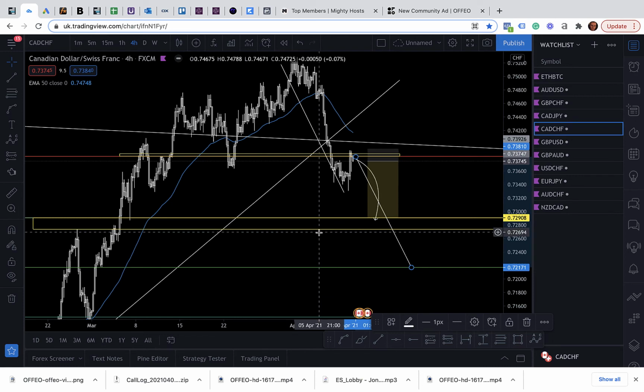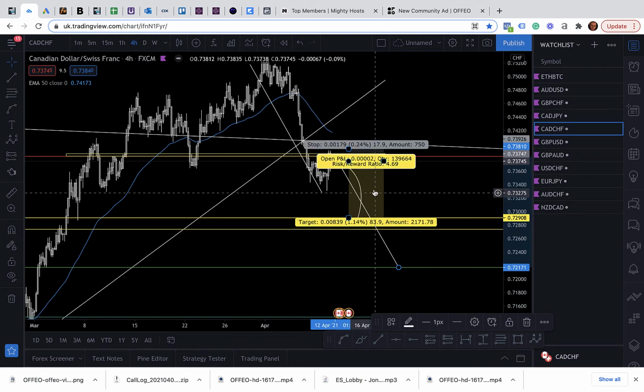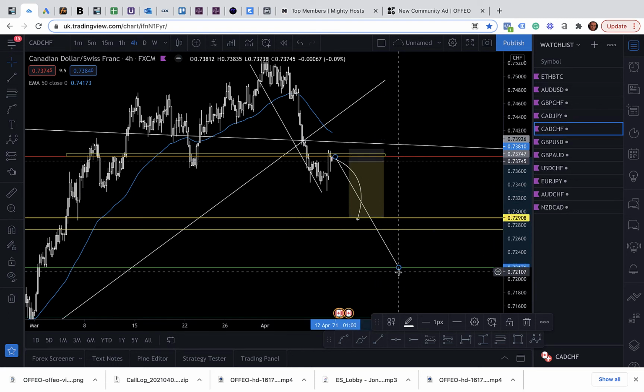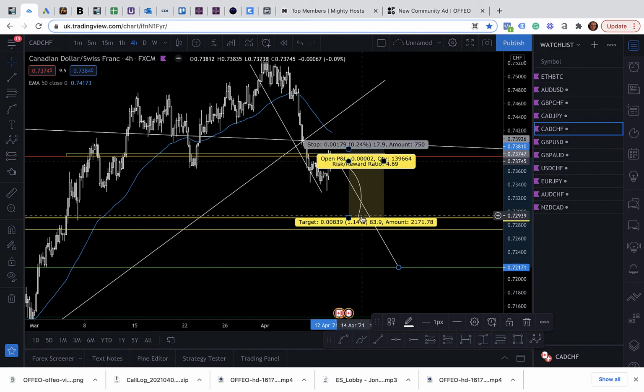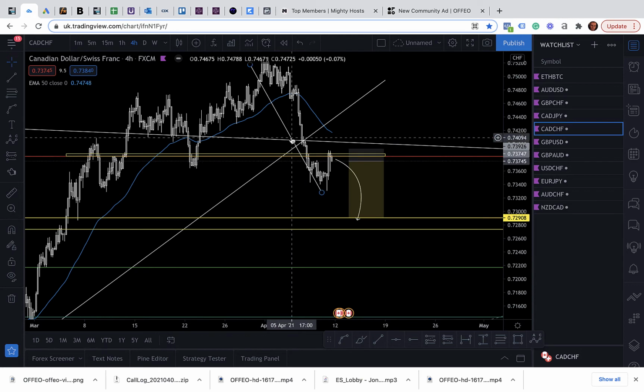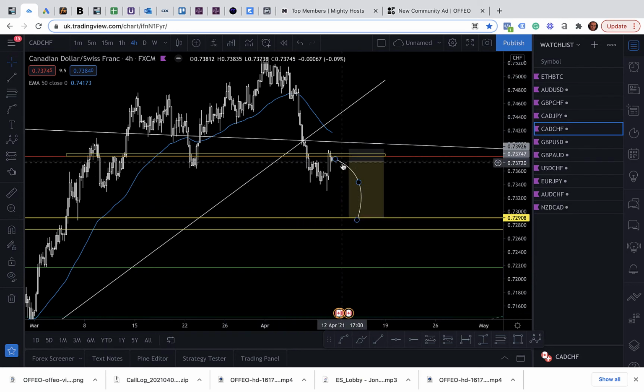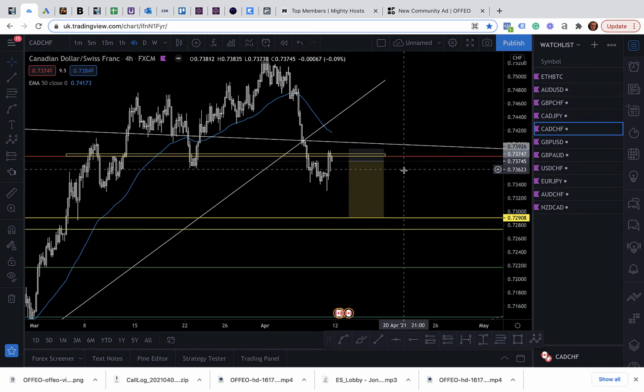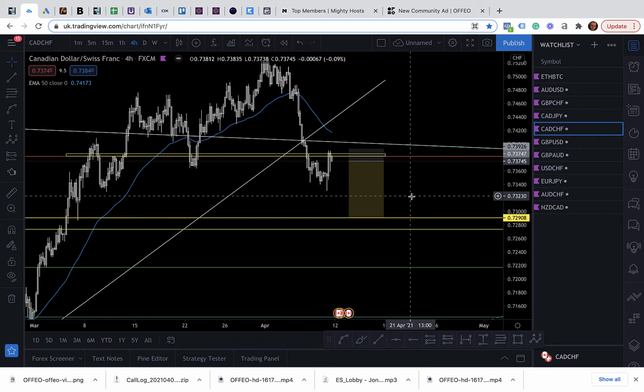Now, again, you aren't going to most likely see this develop throughout this week, but it's definitely one that could develop throughout the coming weeks if we're looking to target an area down here. But for me, my first target is definitely going to be 0.72900, and then we'll reassess. We might be able to get another entry later on down the line, who knows. But this is the reasons for taking that trade moving into next week.